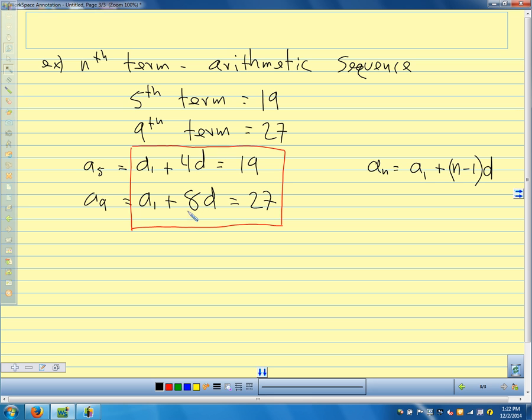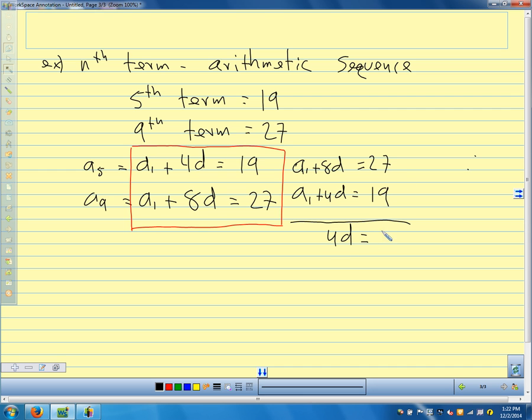Subtract? So let me rewrite this. I'm going to put this equation on top. So I get a sub 1 plus 8d equals 27, and a sub 1 plus 4d equals 19. And I'm just going to subtract the bottom equation from the top. So when I subtract, I get 8d minus 4d is 4d, and 27 minus 19 is 8. It's going to work out nicely. Divide by 4 and I get d equals 2.